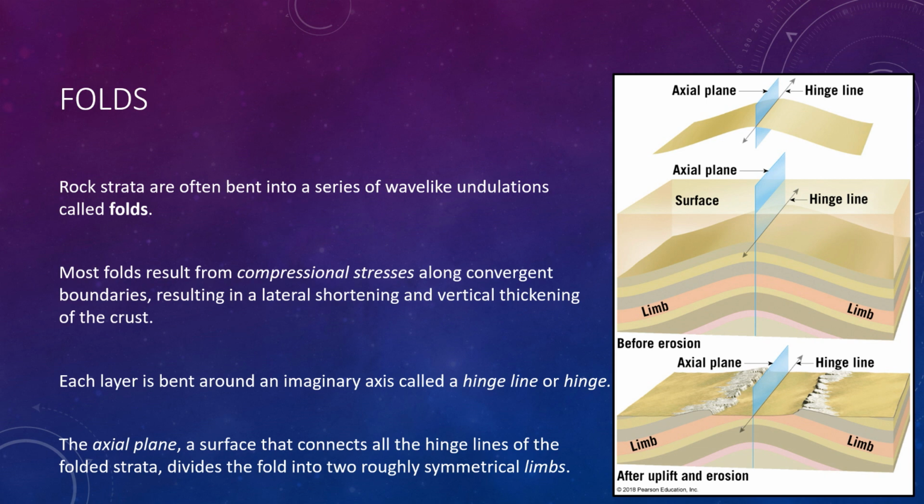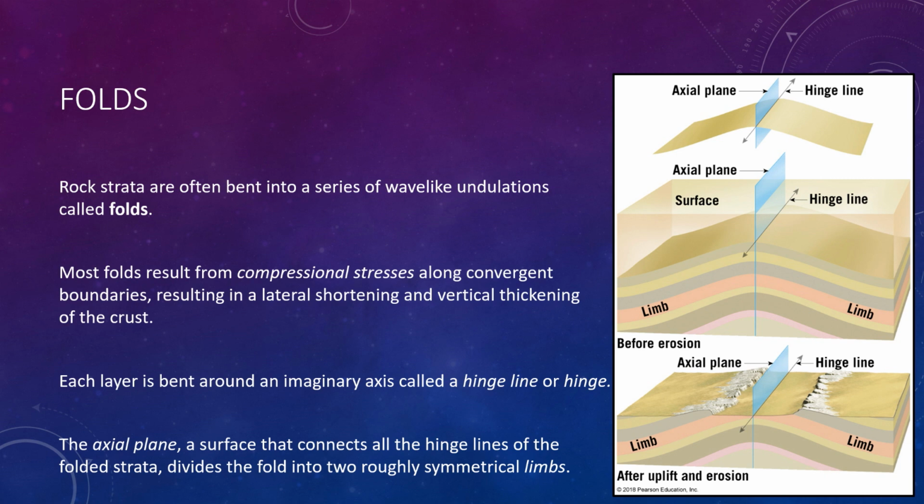Along convergent plate boundaries, rock strata are often bent into a series of wave-like undulations called folds. Each layer is bent around an imaginary axis called a hinge. Folds in flat-lying strata are much like those that would form if you were to hold the ends of a sheet of paper on a flat surface and then push them together.